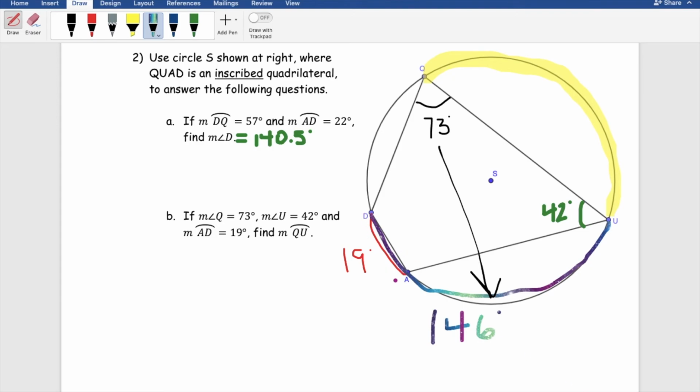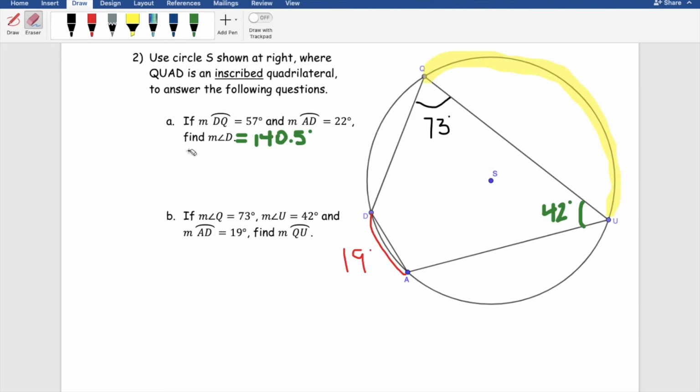But it overlaps with this 19 degree arc that we know over here as well, which means we've still got to do one last piece of math here with this measure. We've got 146 for the whole thing. We're going to take that 146 and subtract 19 from it. And 146 minus 19 would give us how many degrees just this arc from A to U is. This is 127 degrees.